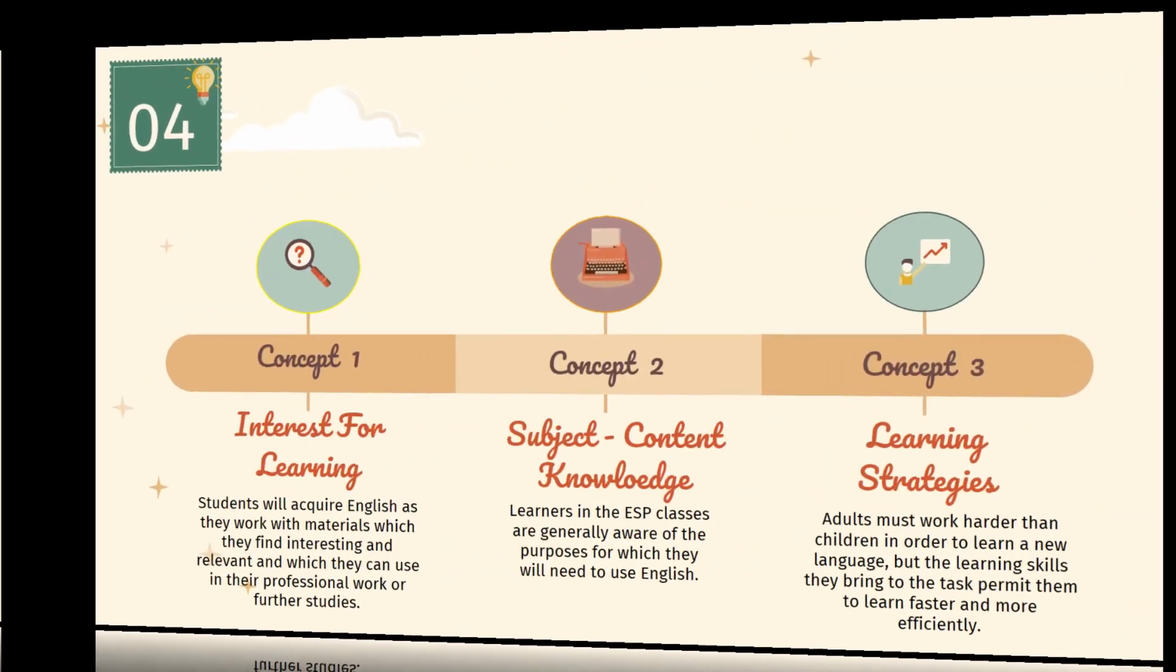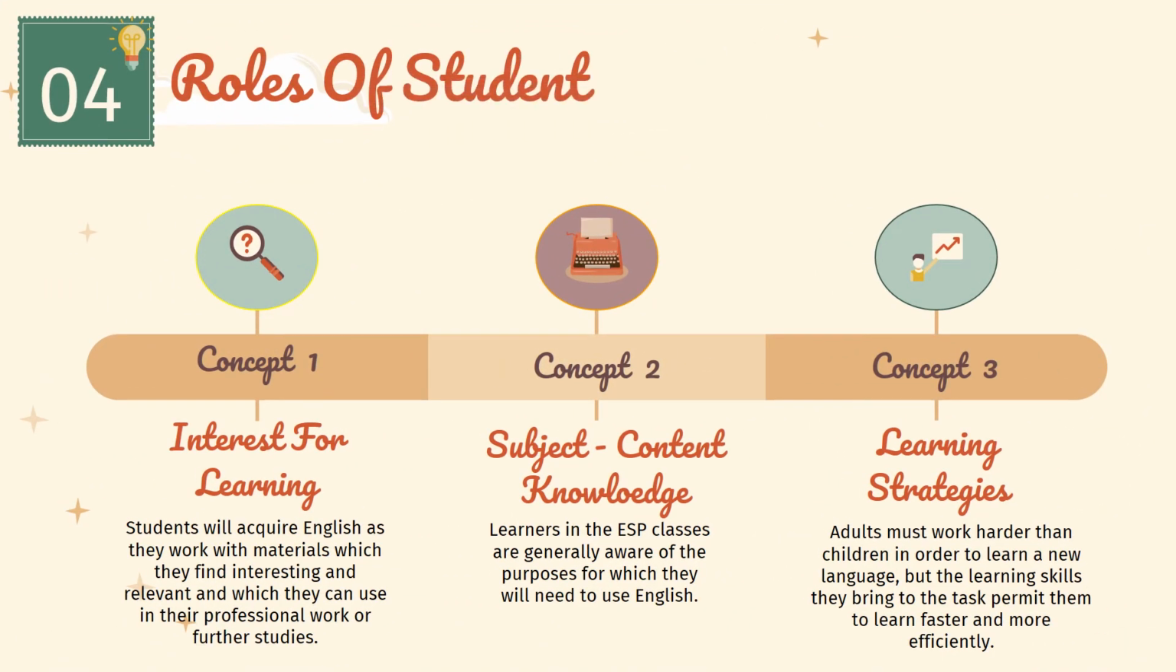Number 4. Role of student. The learner comes to the ESP class with a specific interest for learning, subject matter knowledge, and well-built adult learning strategies. They are in charge of developing English language skills to reflect their native language knowledge and skill. Number 1, there is interest for learning. Students will acquire English as they work with materials which they find interesting and relevant, and which they can use in their professional work or further studies.